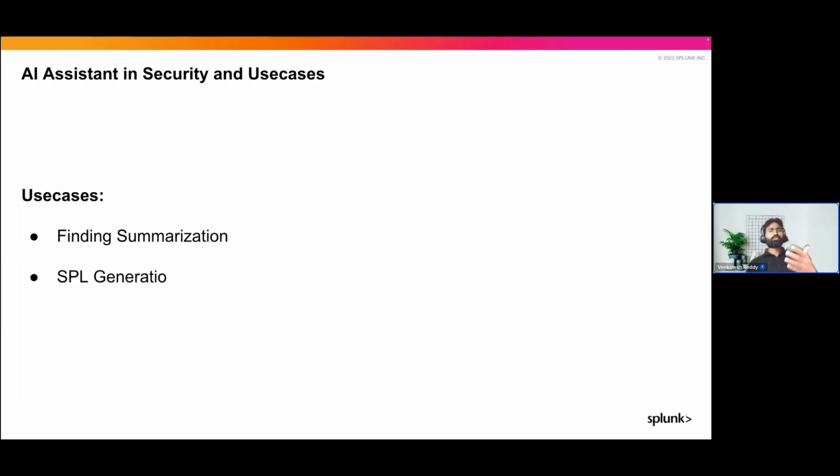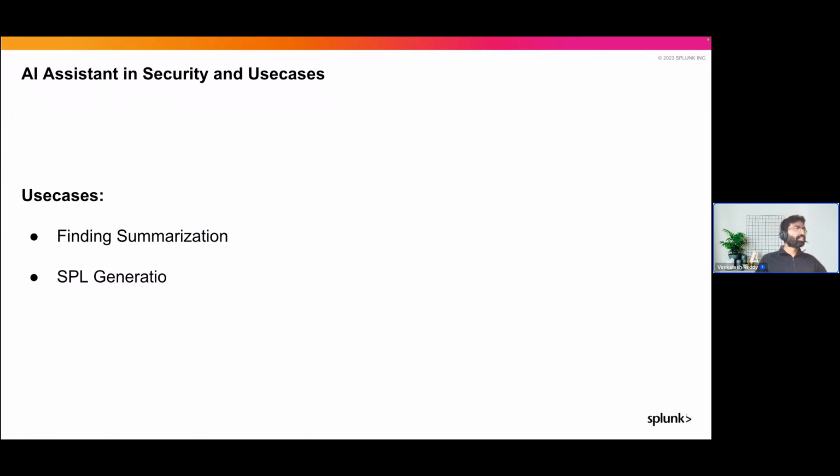And there are two different use cases for now. One is finding summarization for a notable event, and the other is SPL generation. What finding summarization will do is summarize and explain the findings, like notable events or risk notable events and intermediate findings associated with that, within an investigation in a case management workflow.